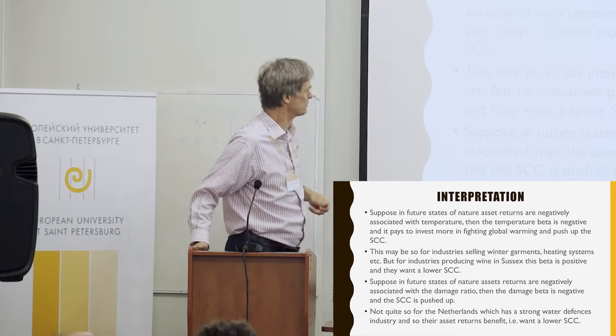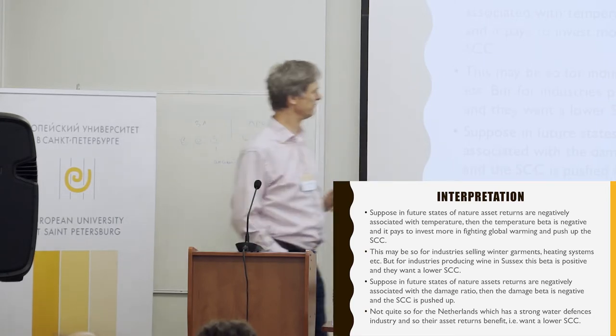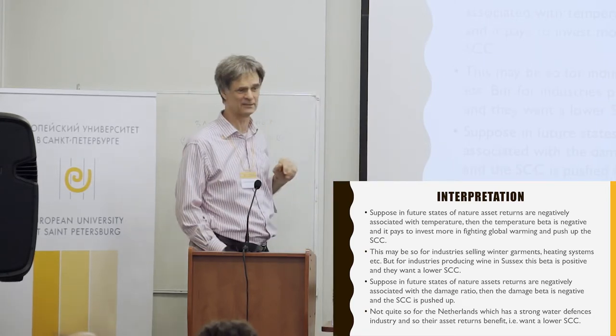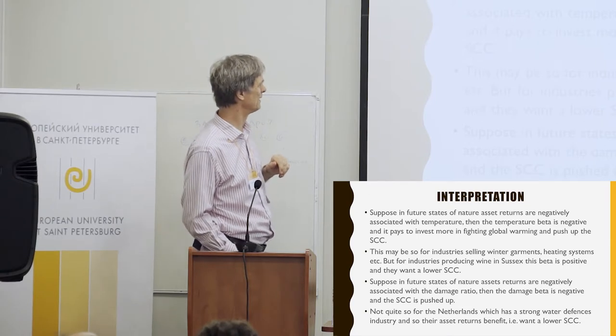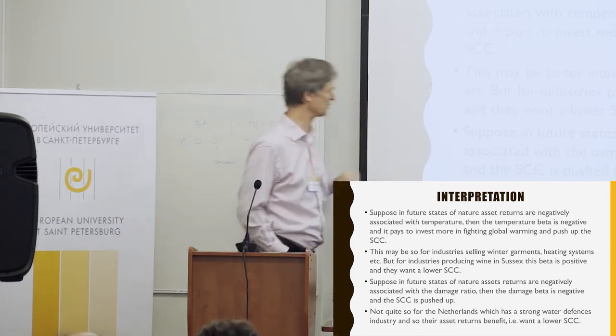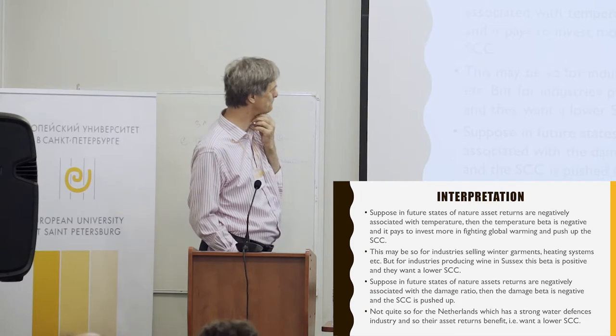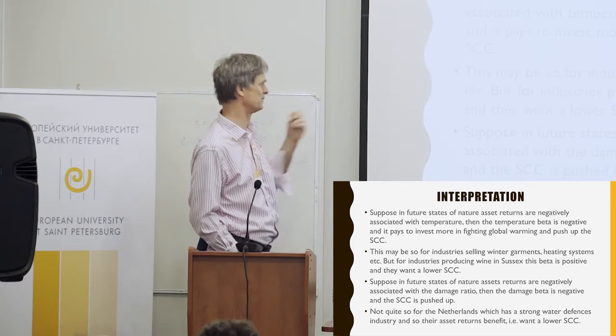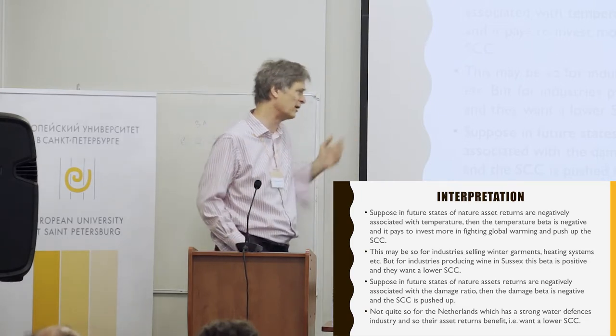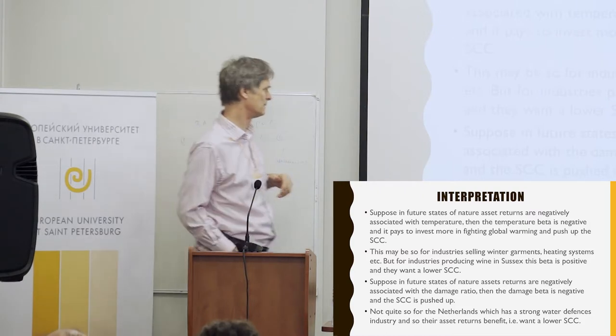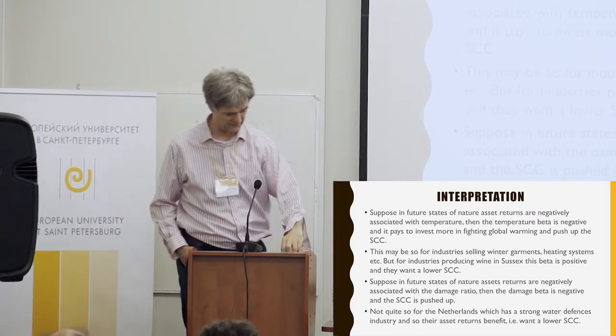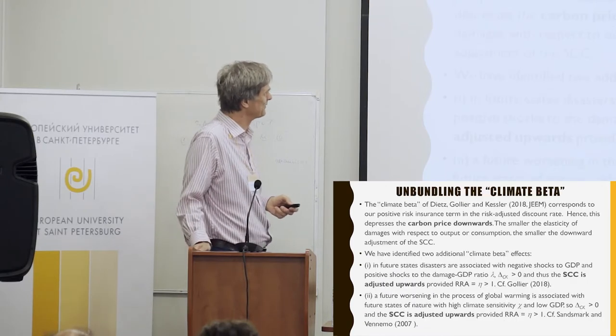So that makes sense. Another way of thinking of it: if you're selling winter garments or heating systems, if you look at those asset prices, then you will push up the cost of carbon, you want a higher cost of carbon. But for industries producing wine in Sussex, this beta is positive and they want a lower cost of carbon. And this one I've already discussed, so you're getting a bit of a finance interpretation.